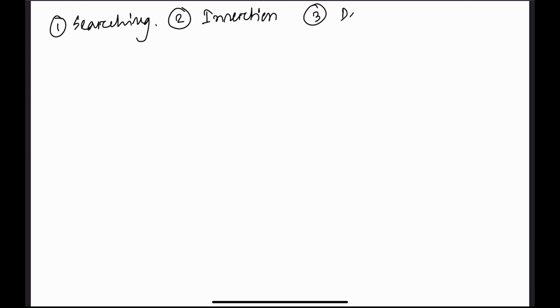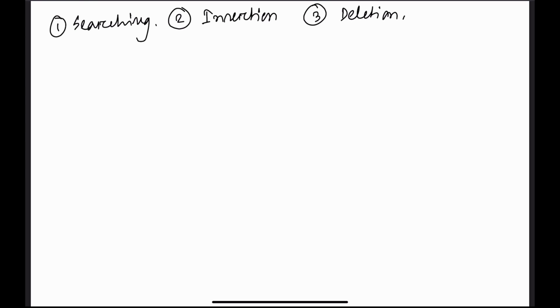In this video, we are going to talk about the operations in an AVL tree. There are basically three operations in an AVL tree. First one is searching, another one is insertion, and another one is deletion.